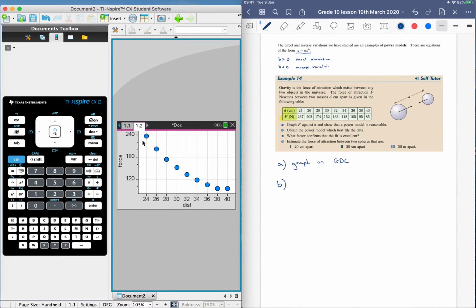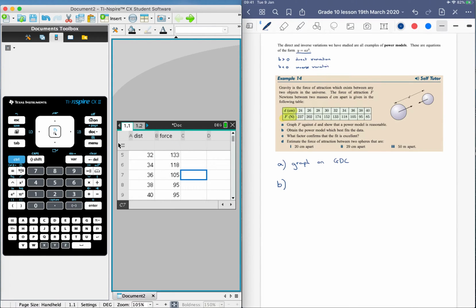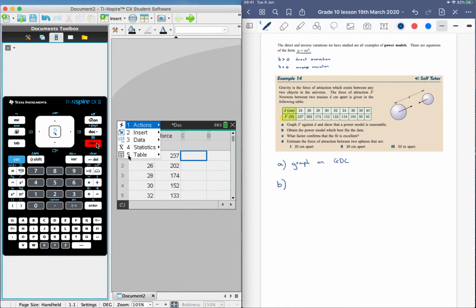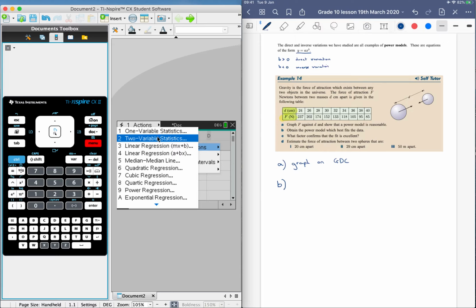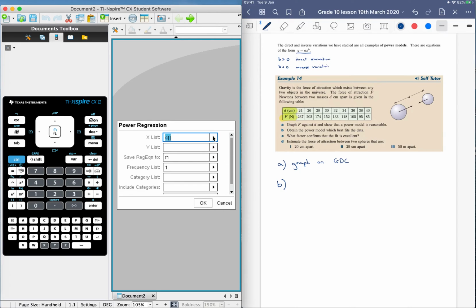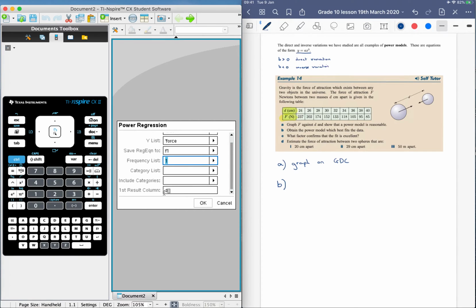So if I go back now to this data, and I'm going to look to do a power regression. Just like the linear regression and quadratic regressions we've done before, process is the same. So menu, first of all, statistics, stat calculations, and we're going to scroll all the way down here to a power regression. Marvelous. Now my X list was my distance, my Y is my force, and that's usually the order that things come in over here, X and Y, but we also talked about independent dependent variables, so hopefully we're getting these the right way around. And it's going to give me my first result in column D.